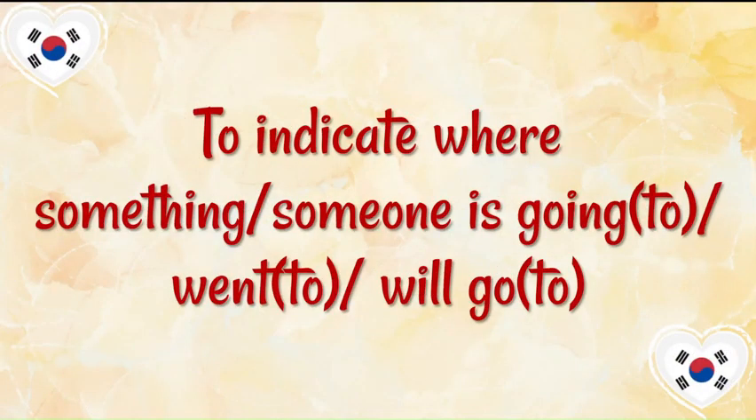Now, another way to use this particle is to indicate where something or someone is going to, went to or will go to. Okay, यहाँ मैंने brackets में, braces में to इसलिए include किया क्योंकि 에 का जो English translation है in these kind of sentences is to. Okay, whenever you have to denote the location where someone or something is going, then you can use the particle 에, and at that time 에 translates to.